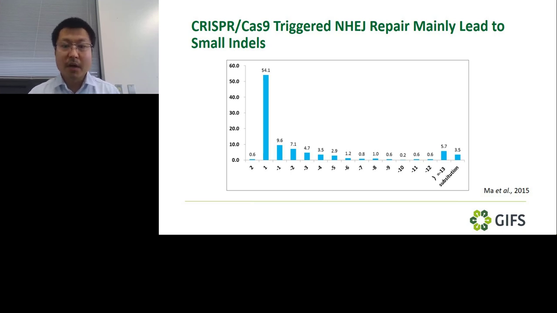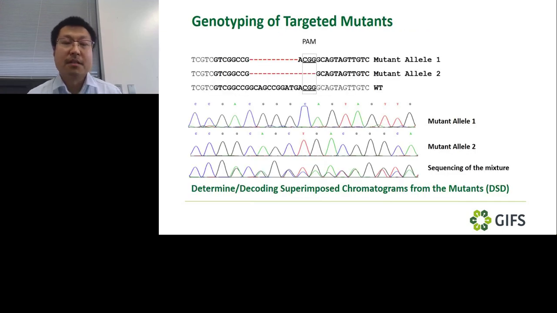This is important because for the second part of the DSD method, for decoding the CRISPR-induced mutations, we'll utilize this trait. So here is an example of the mutations we will get from CRISPR.